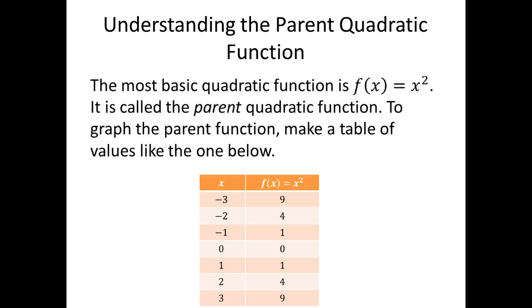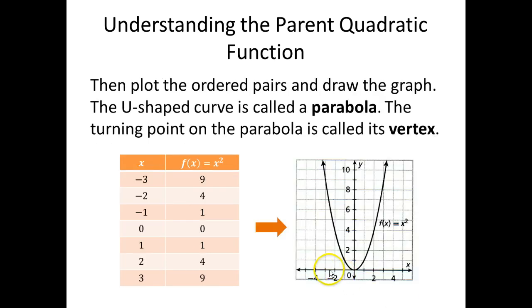The most basic quadratic function is f of x equals x squared. It's called the parent quadratic function. You'll see why we call it that. To graph the parent function, f of x equals x squared, you make a table of values like the one below, of input and output values of the function. So for example, if I put a -3 into the function that squares its variable, I get out a 9. If I put a -2 in, I get out a 4, -1, a 1, and so on and so forth. So if I graph these points, the shape will look like this. This shape is called a parabola. The turning point of the parabola is called its vertex.